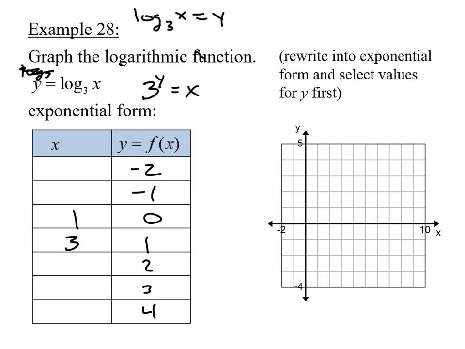If I put in a 2, 3 squared is 9. If I put in a 3, 3 to the 3rd is 27. And then 3 to the 4th is going to be 81.